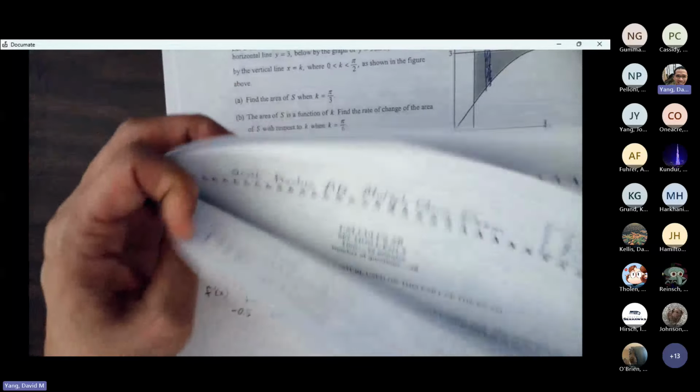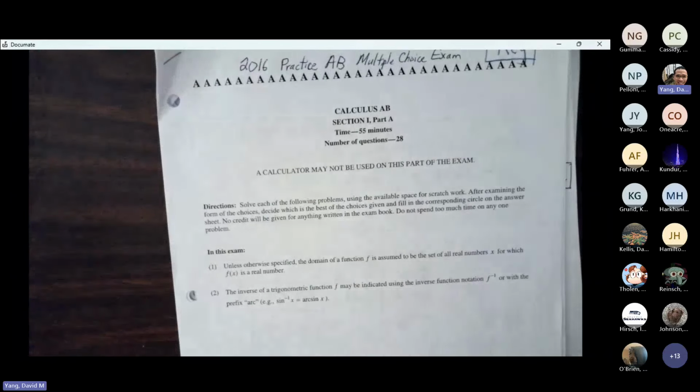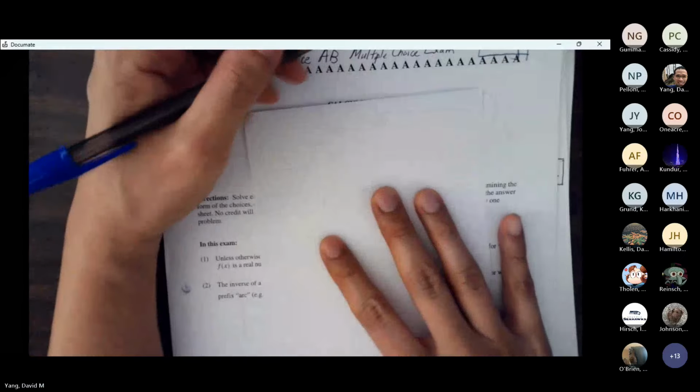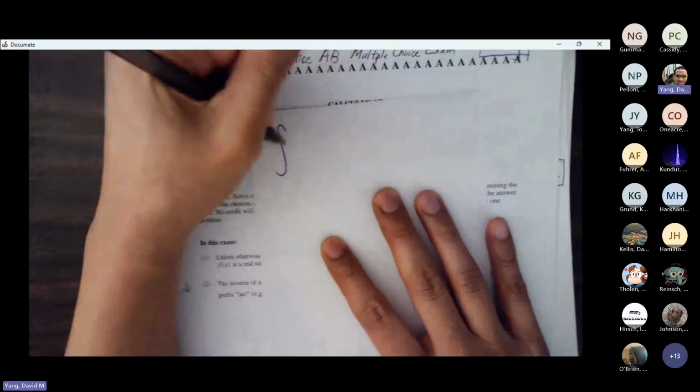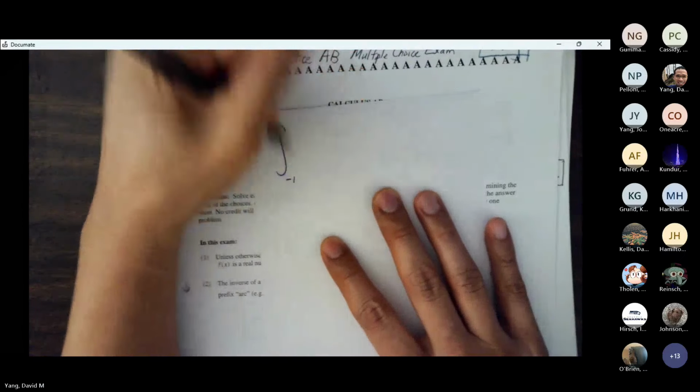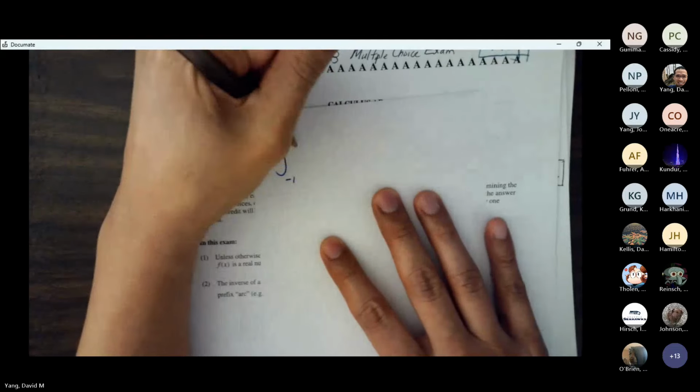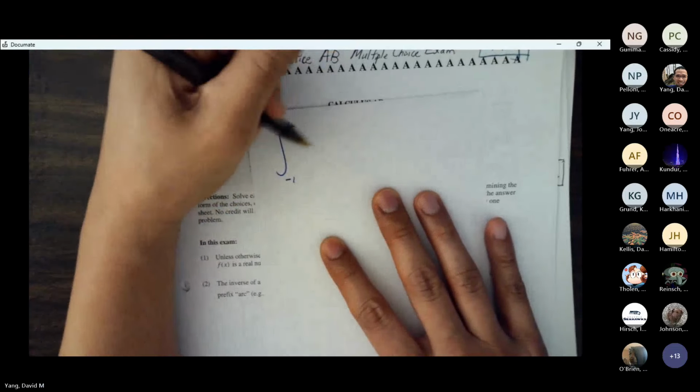Okay, so 10 minutes over, but there's one more thing that I want to make sure I do with you before I let you guys go and switch over to BC, which is how do we handle absolute value functions?